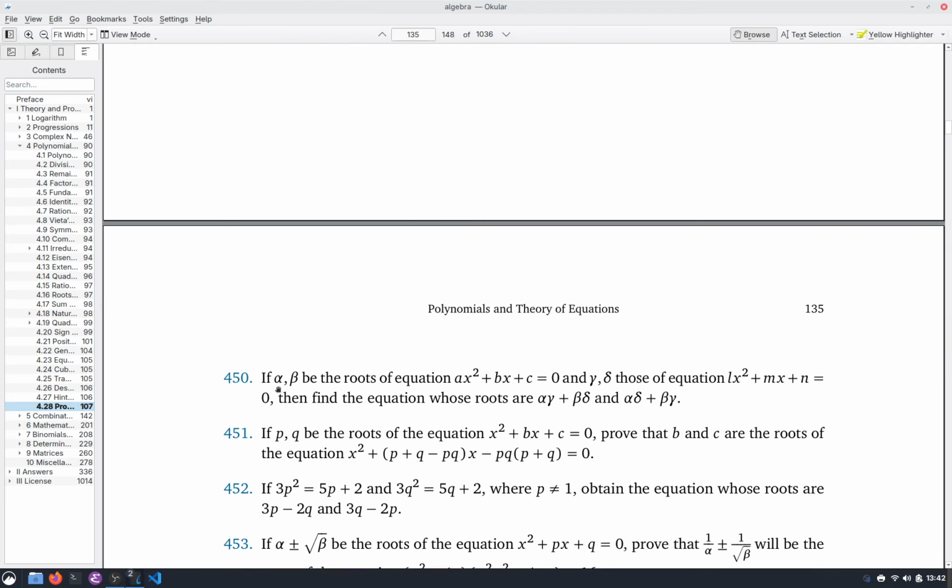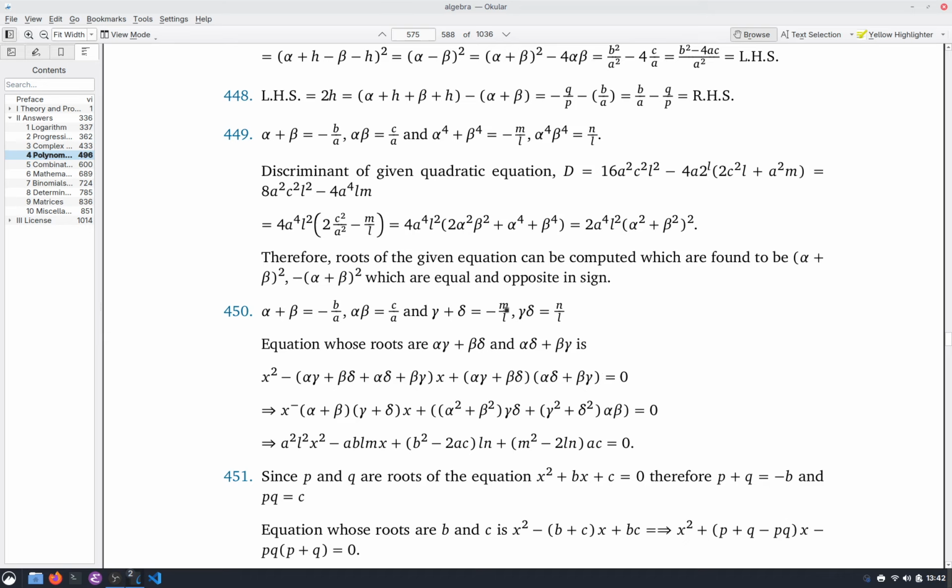Now we come to question 450. If alpha beta are the roots of the equation x square plus bx plus c is equal to 0 and gamma delta those of the equation lx square plus mx plus n is equal to 0, then find the equation whose roots are alpha gamma plus beta delta and alpha delta plus beta gamma.